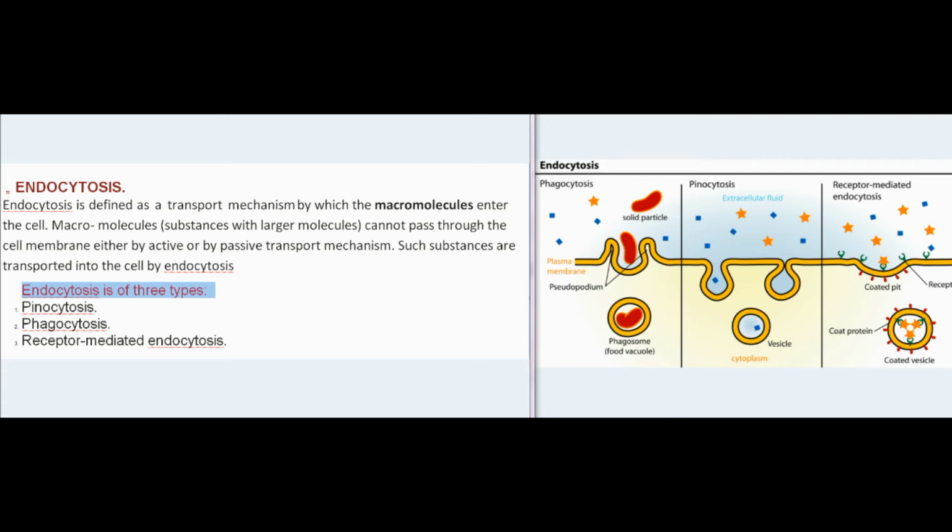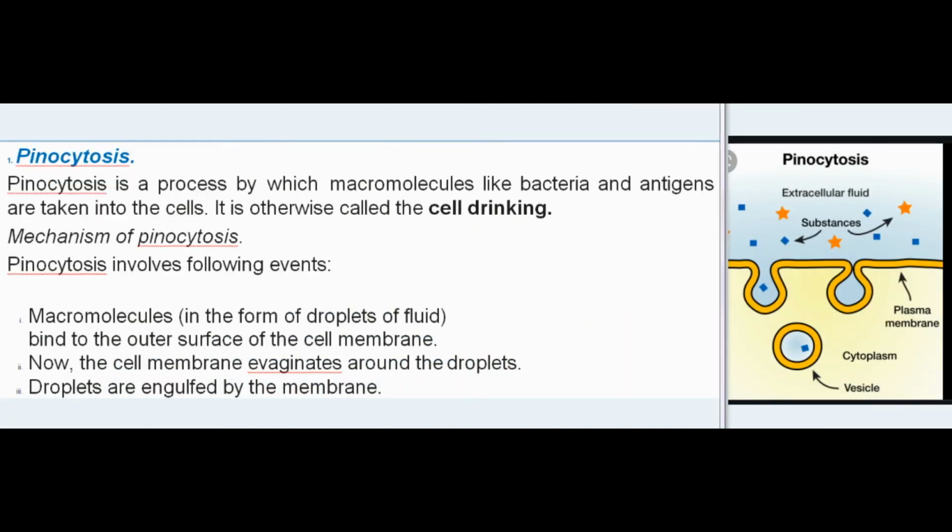Endocytosis is of three types: pinocytosis, phagocytosis, receptor-mediated endocytosis. Pinocytosis. Pinocytosis is a process by which macromolecules like bacteria and antigens are taken into the cells. It is otherwise called the cell drinking.